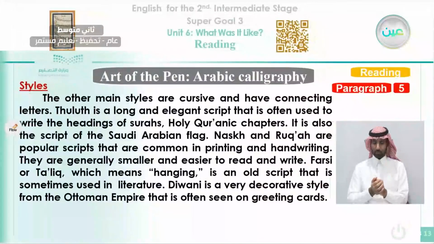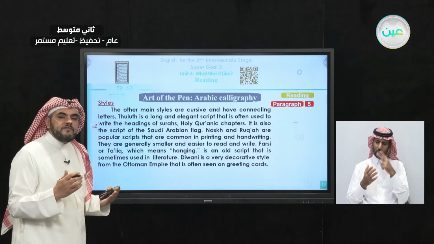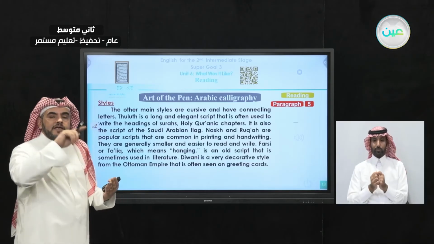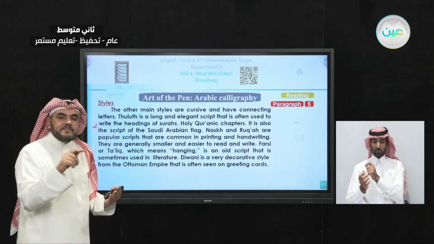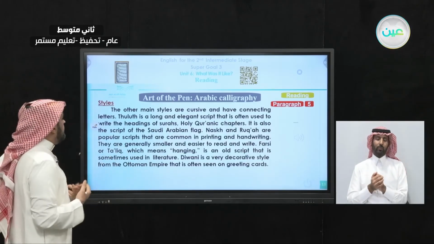The last paragraph, which is paragraph number 5, is about the other five styles of calligraphy. The other main styles are cursive and have connecting letters. What do you mean by cursive? Cursive means written like circles, and the letters are connected to each other.